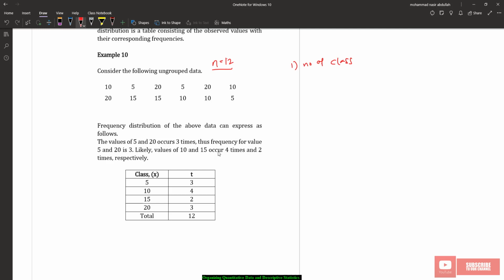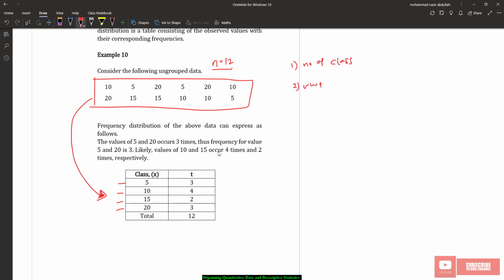So let's say we see here it has constructed 1, 2, 3, 4. Right? So from this data, we want to transform it to a frequency table. Okay? So first, we want to know how many classes we want to construct. Second, what is the class size that we want to use. And then step number 3, we will construct the graph.